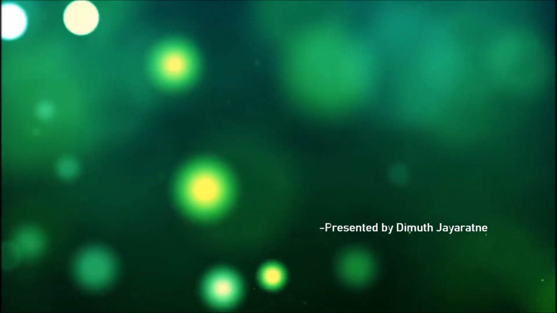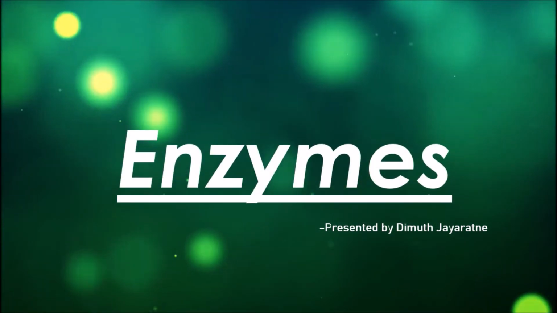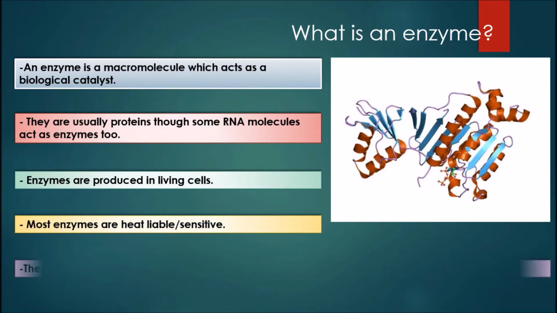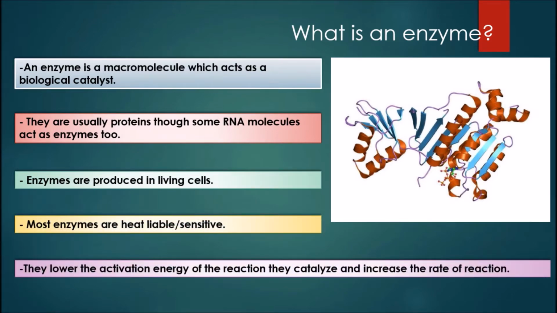Today in this video, we are going to talk about enzymes. What is an enzyme? An enzyme is a macromolecule which acts as a biological catalyst. They are usually proteins, though some RNA molecules act as enzymes too. Enzymes are produced in living cells. Most enzymes are heat sensitive. They lower the activation energy of the reaction they catalyze and increase the rate of reaction.